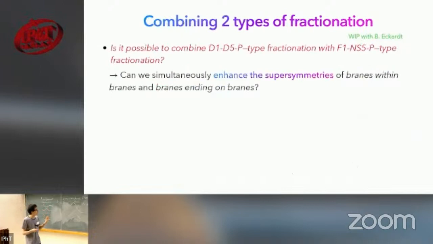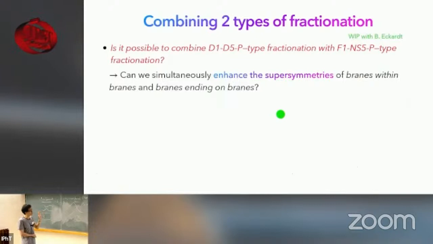What about, is it possible to combine two types of fractionation? So is it possible to combine D1, D5, P type of fractionation with F1, NS5, P type of fractionation? So Strominger-Vafa and Dijkgraaf-Verlinde-Verlinde. In other words, can we simultaneously enhance the supersymmetries of branes within branes and branes ending on branes?